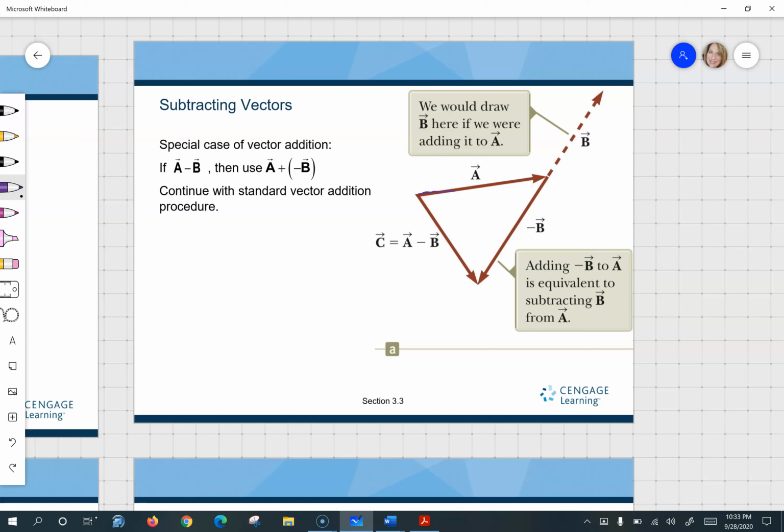If you had vector A, and then you had vector B, if you were to add it, you would do head to tail. If you're subtracting it, instead of drawing it this way, you would flip it 180 degrees, and you would still do head to tail, but now your resultant vector is this way. And that's what this vector C, this resultant vector in this example, is going to be: vector A minus vector B.